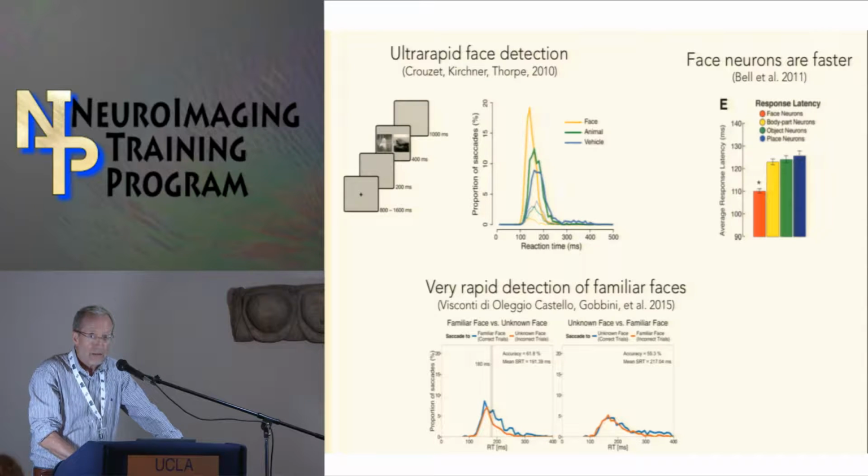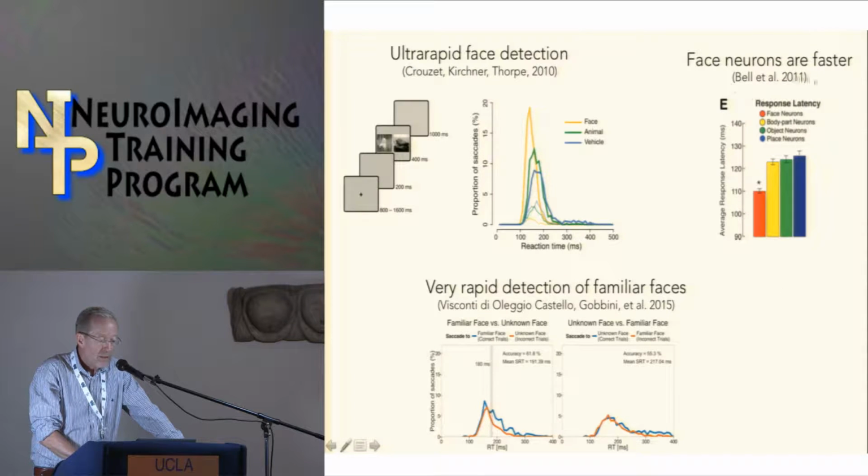Now this, I think, still hasn't been fully digested. This is blazingly fast and doesn't make any sense when you look at things like the ERP literature, because the fastest evoked potential to faces has a latency of around 170 milliseconds. Maybe there's one at 110, but this is actually an eye movement, which takes an additional 20, 25 milliseconds to initiate after the face has been identified in 110 milliseconds.